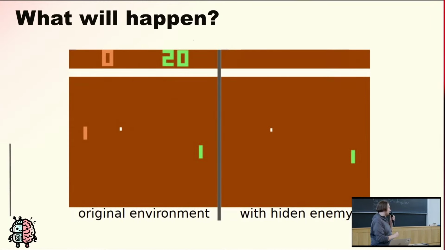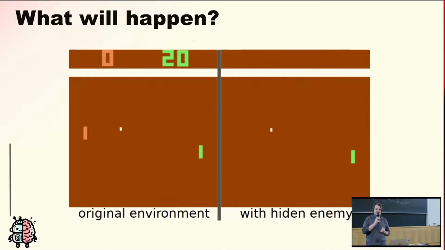For example, here we have 2 games, Pong on the left, and one where we decided to hide the enemy. The enemy is there. The game will play as normal. The only thing we changed is that the enemy now has the color of the background. What do you think will happen? Is the agent still able to play the game? I mean, it's Pong. We just have to go to the ball, hit the ball, and the ball will fly away. Simple. We don't need the enemy for that. Right?